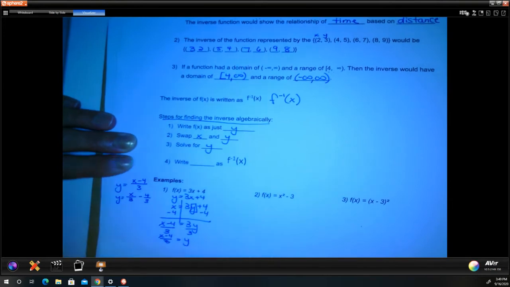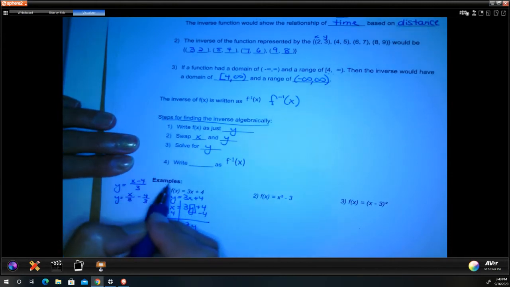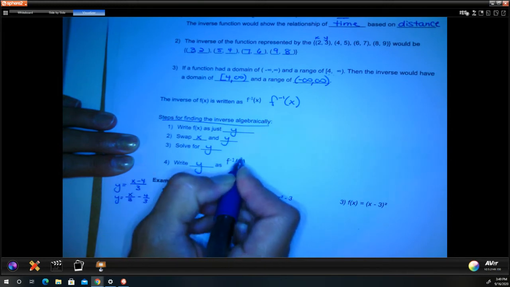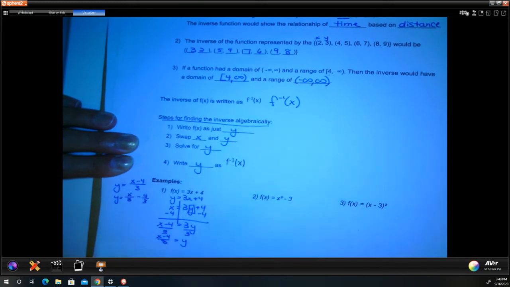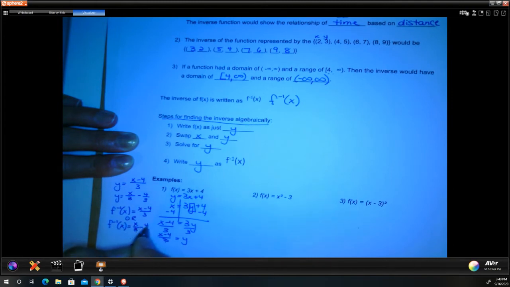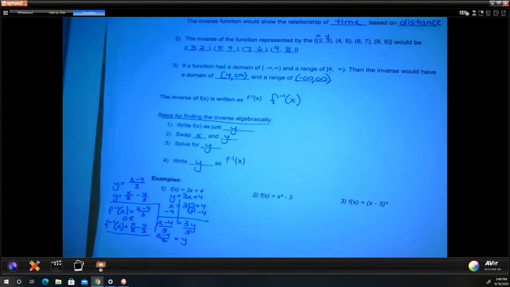Either of these are okay, but if I'm writing my inverse, I'm then going to write my new y as the inverse of f of x. So I would write this answer either like this, or I could write it with each of them being divided by 3 separately. So either of these would earn you full credit.